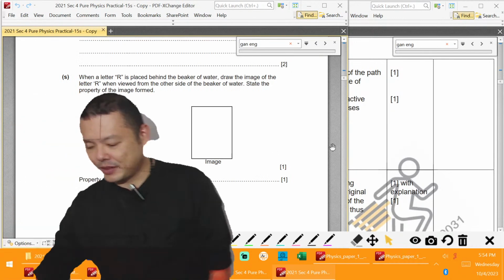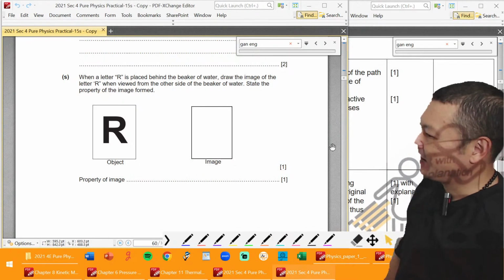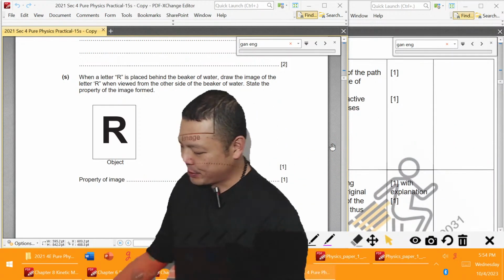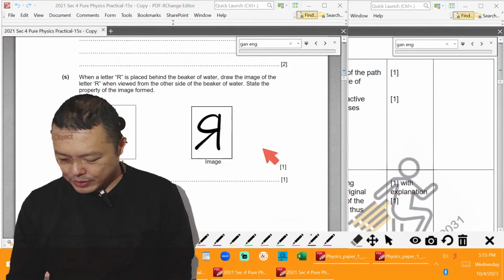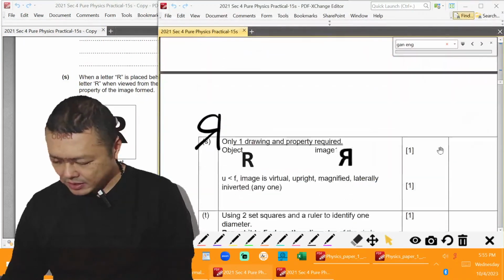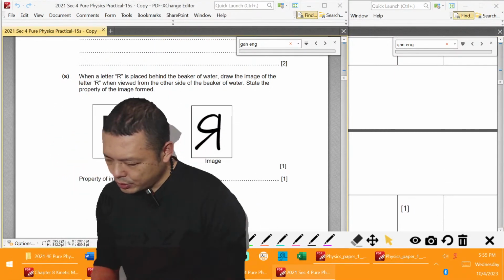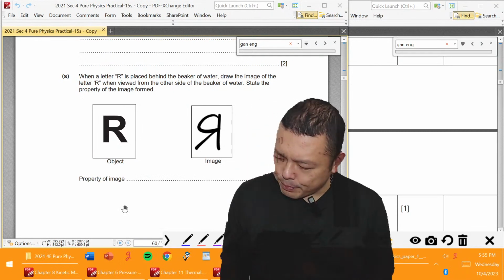Alright, next one. What's this? So you place a letter R behind a beaker of water and it asks you to draw it. Well, I suppose you will look like that. Okay, so you look like this. But then they want you to state the property of the image.